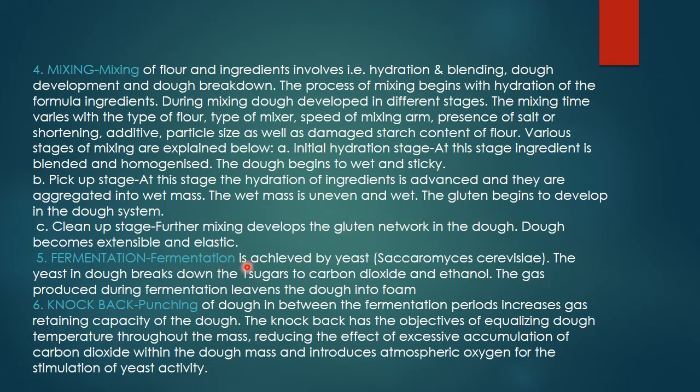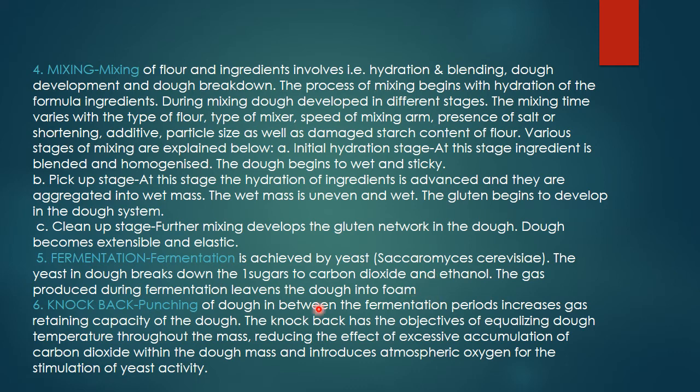Fermentation. Fermentation is achieved by yeast. That is, we are discussing the fifth step, using Saccharomyces cerevisiae, that is yeast. The yeast breaks down the sugar into carbon dioxide and ethanol. The gas produced during fermentation leaves the dough into foam, which means the gas produced during fermentation makes the dough into foam.